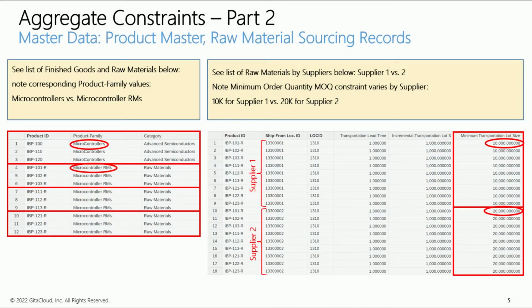You can see all the finished goods and raw materials on the left, with the corresponding product hierarchy values, such as product family and category. On the right, you can see minimum order quantity constraints from the 2 suppliers. Supplier 1 needs a minimum order of 10,000 units for any raw material, while Supplier 2, which has lower pricing, needs a minimum order of 20,000 units.